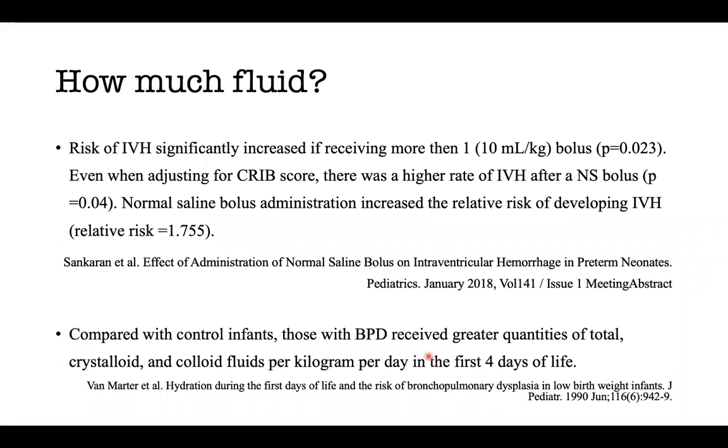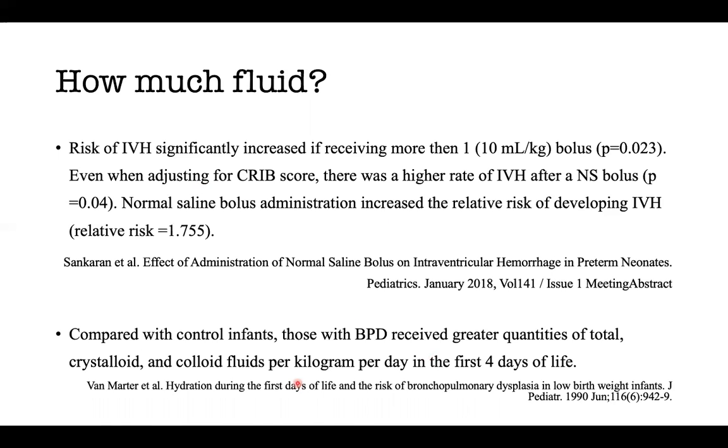Now, the second question is how much fluid you have to give. So typically in adults, when you suspect shock and particularly hypovolemic shock, you usually give a bolus of 10 to 20 ml per kg.